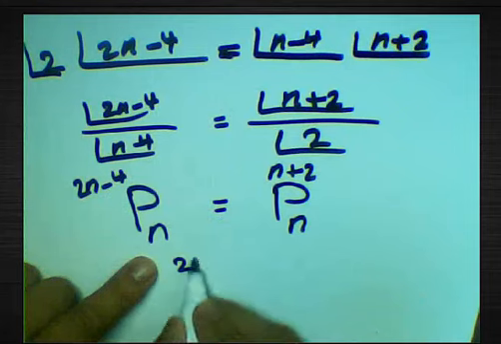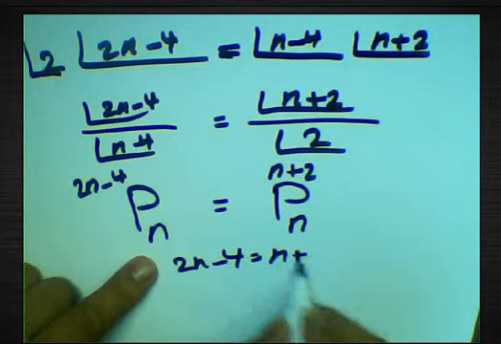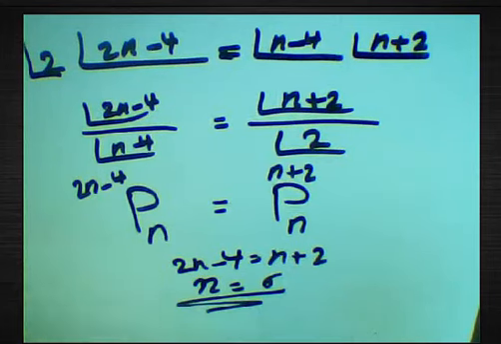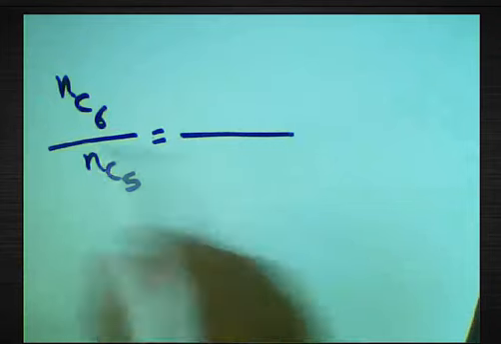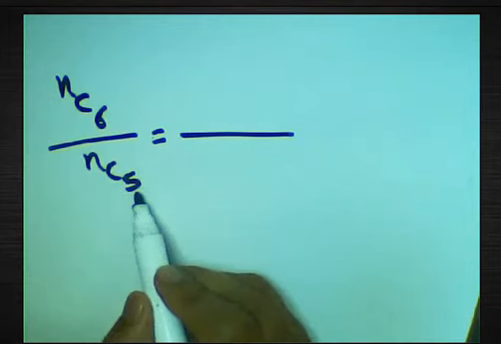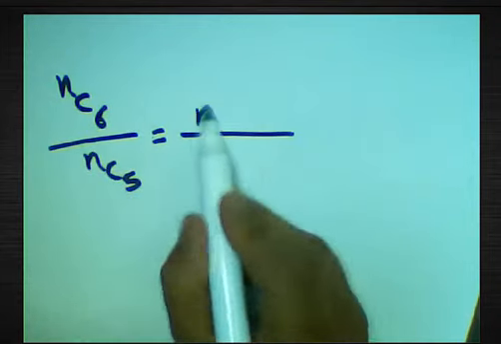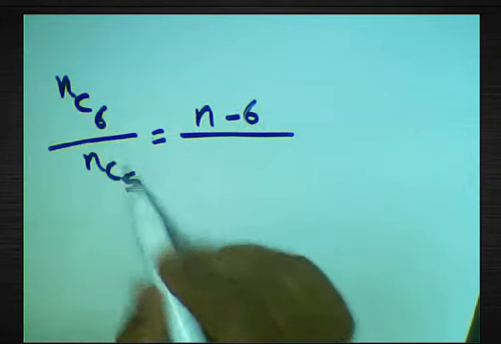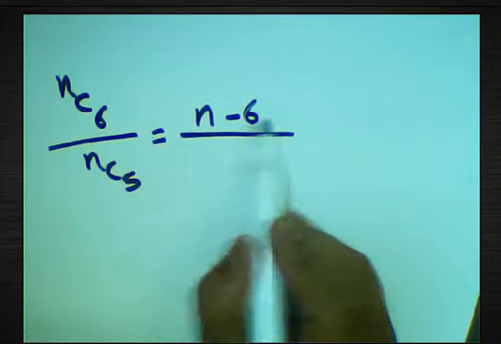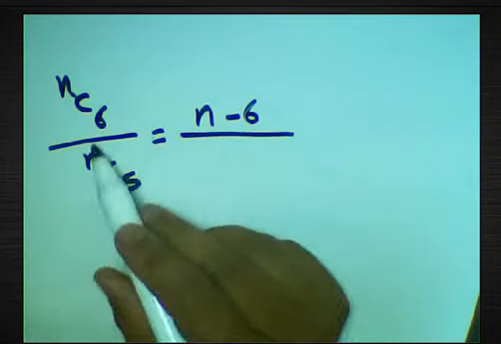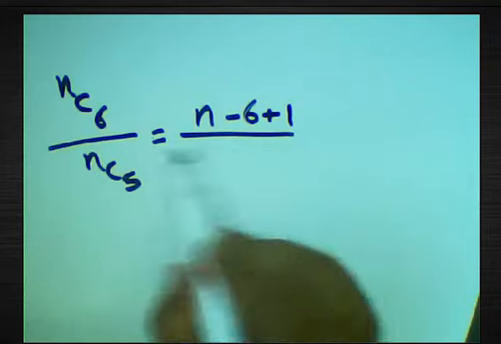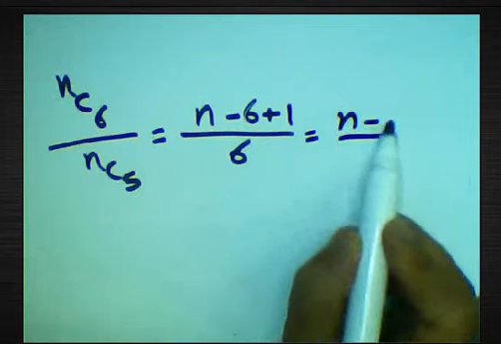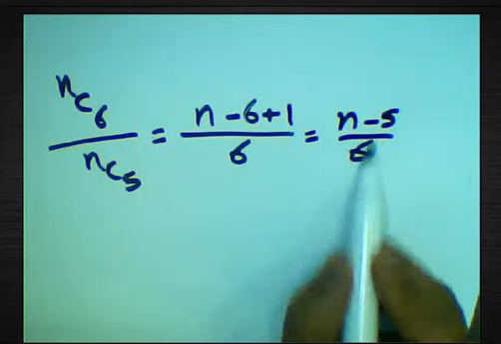Or 2n minus 4 will be equal to n plus 2. Then n will be equal to 6. We have the rule about n combination 6 over n combination 5. We can write n subtract the greatest here between 6 and 5; 6 is greater than 5. N minus greatest, plus 1, over greatest. The result will be n minus 5 over 6.